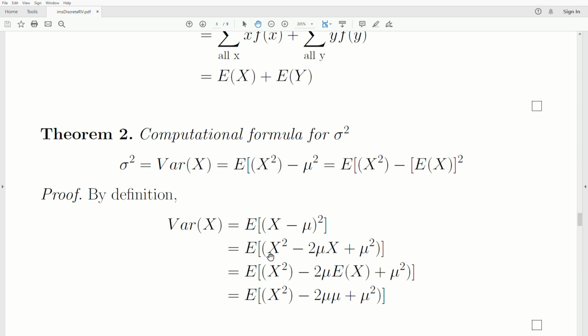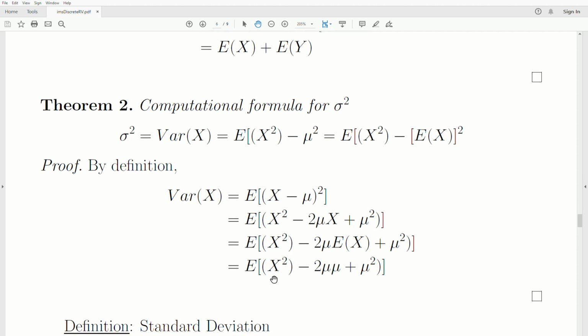So when you take it in, you get the expected value of x squared. Then 2 and mu are constants, so they come out of the expectation. And mu squared is a constant, so it's just itself. The expected value of x is mu, so you get minus 2 mu times mu plus mu squared. That's minus 2 mu squared plus mu squared, which is minus mu squared. And that's what we get in the formula up here.